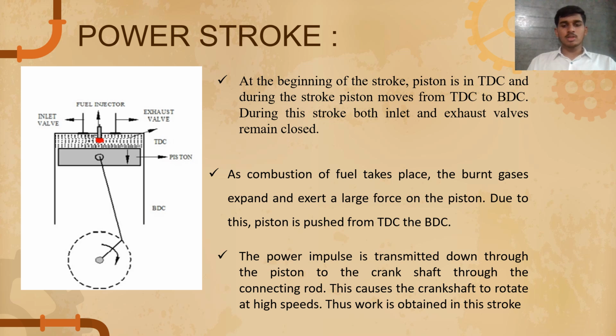The power impulse is transmitted down through the piston to the connecting rod, and the connecting rod to the crankshaft, and this causes the crankshaft to rotate at high speed. Thus, the work is obtained. So this power stroke is also known as the working stroke.